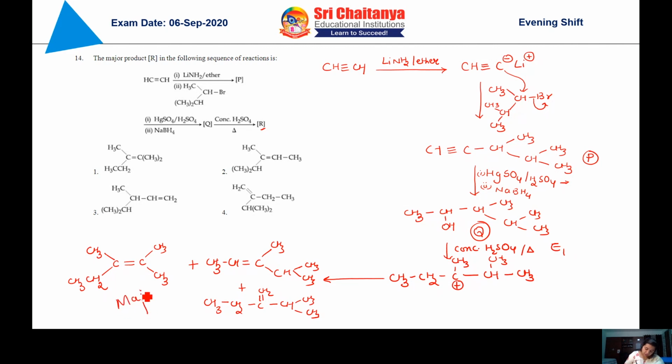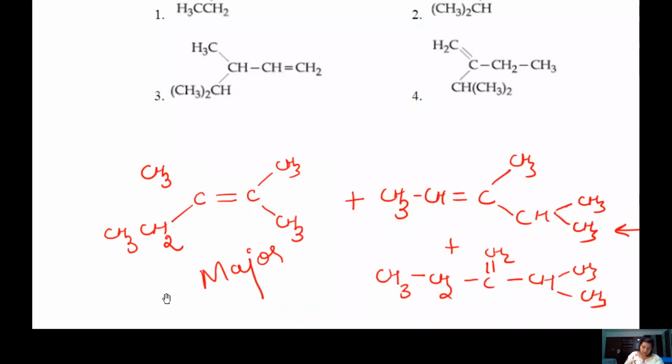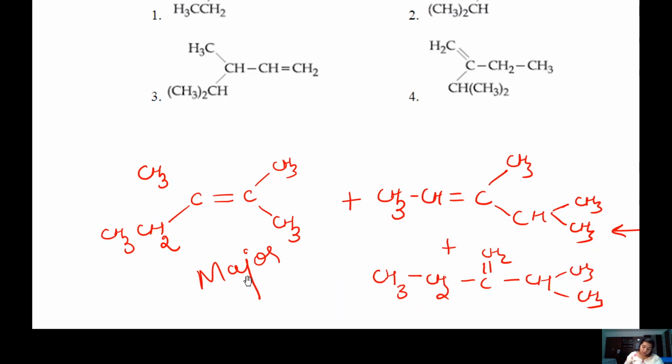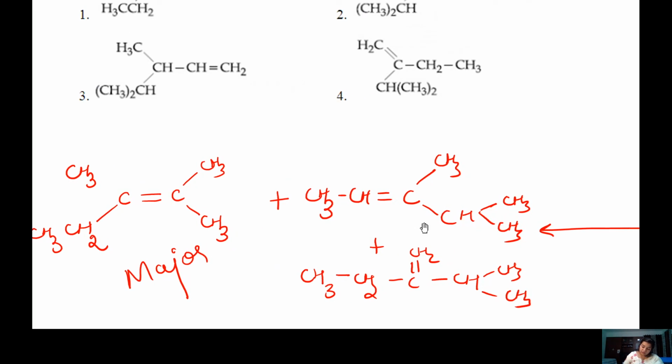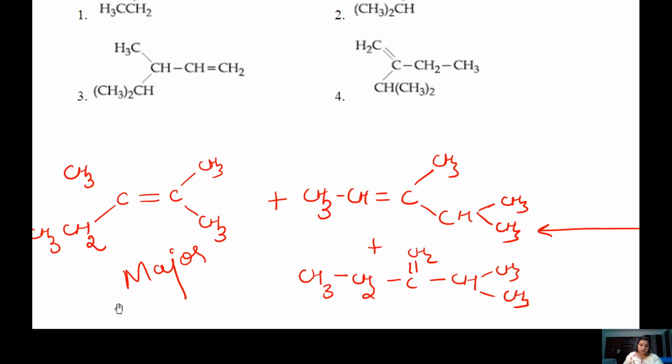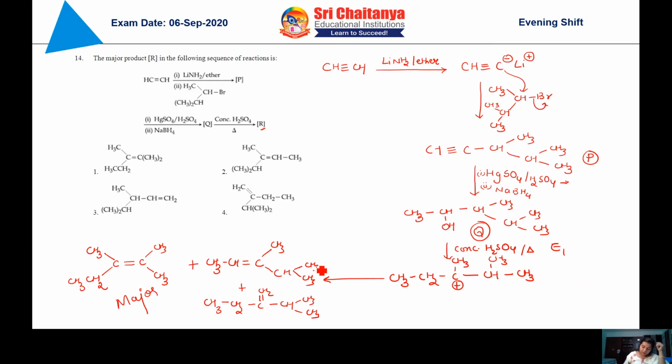But in the options, this is the one which is going to be the major one, the maximum in concentration. This is going to be major and this is going to be minor, and this is going to be further minor. Here we are asked for the major product, so automatically your answer is the first. You will check the structures. This first is matching with our answer.